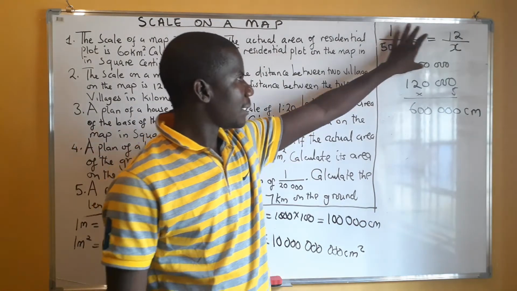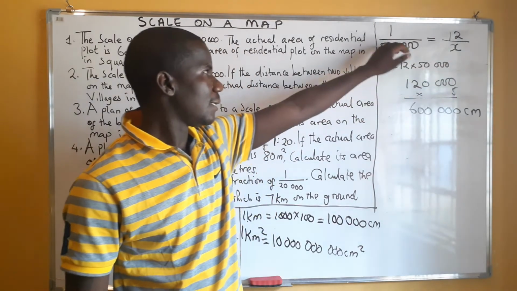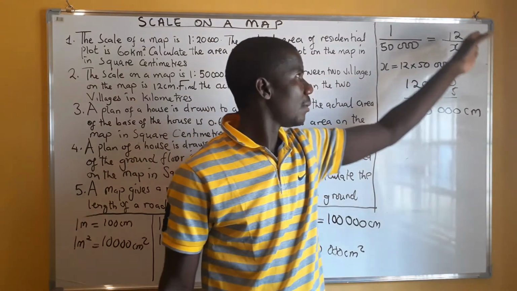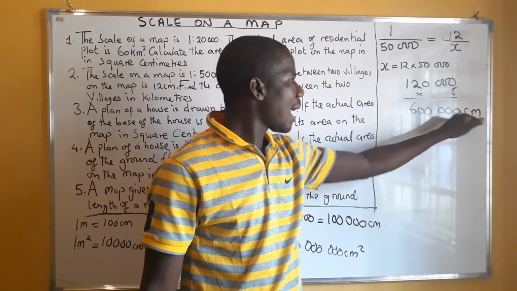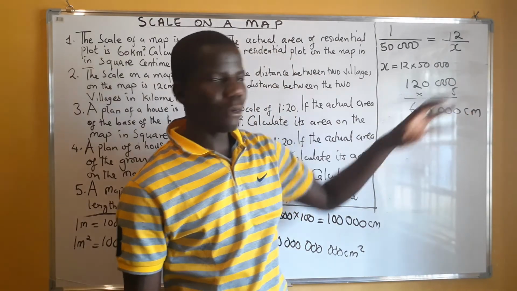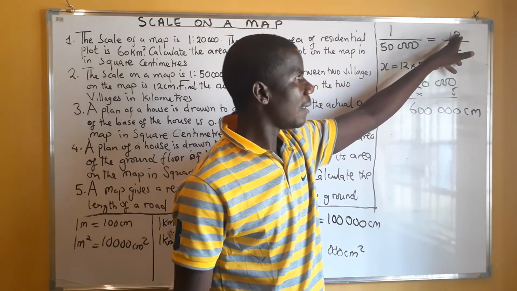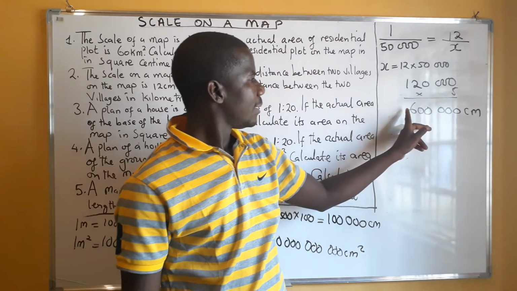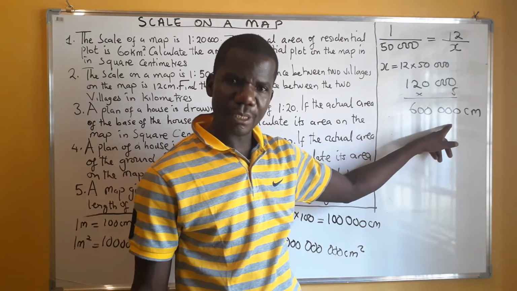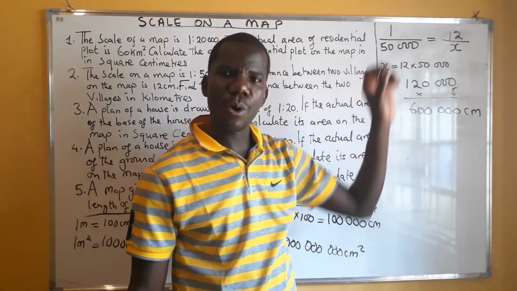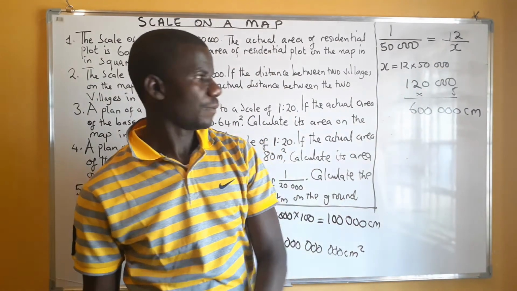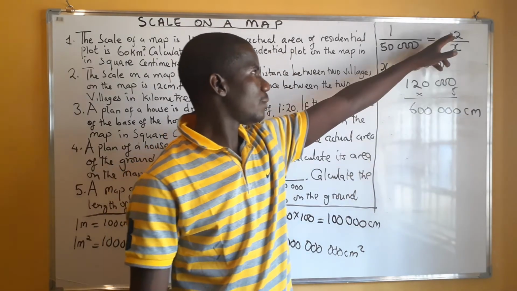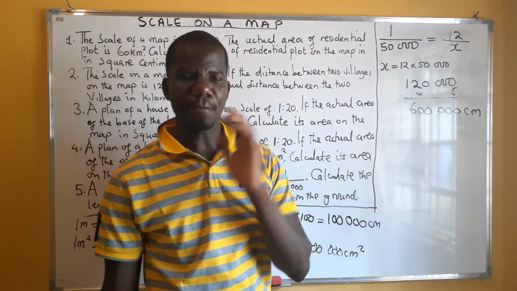Remember, we are working with centimeters here. I said this is 1 centimeter on the map, 1 centimeter on the ground. This is 12 centimeters on the map. And what we have gotten, this answer is when we have 12 centimeters on the map. 12 centimeters on the map is equal to 600,000 centimeters on the ground. This is the number of centimeters on the ground equated to 12 centimeters on the map.